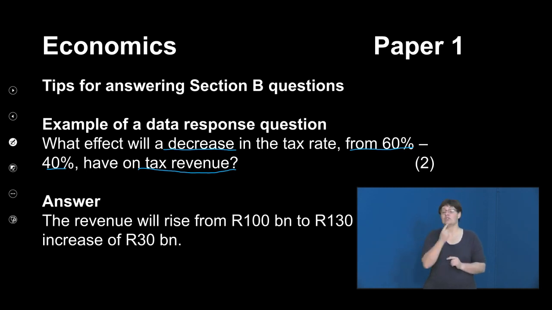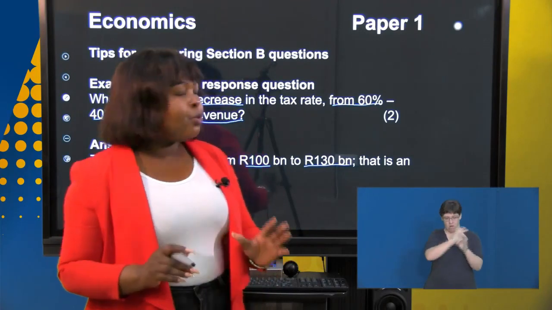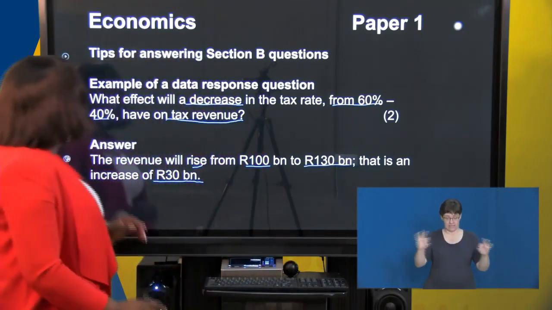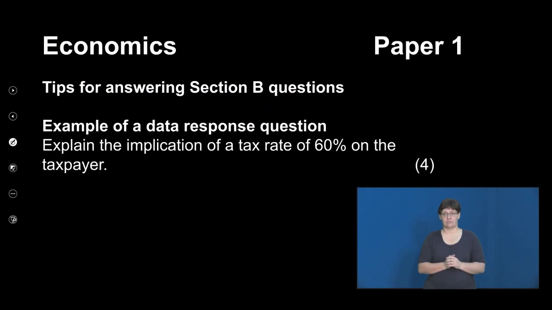It says the tax revenue will rise from 100 billion to 130 billion. That is a 30 billion increase. Again, like I said, boys and girls, these are typically full sentence questions. You need to answer the question in full. Right, that's it on those ones. Let's look at the next question.